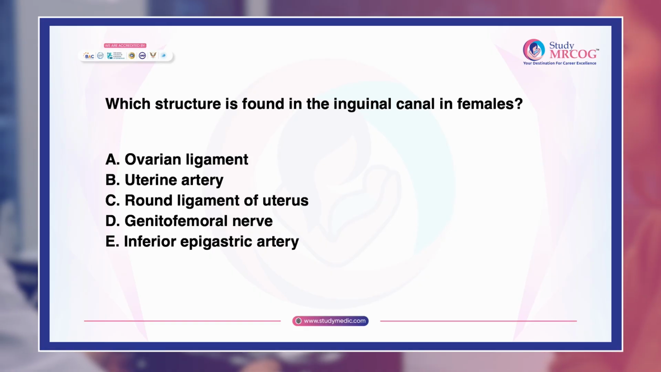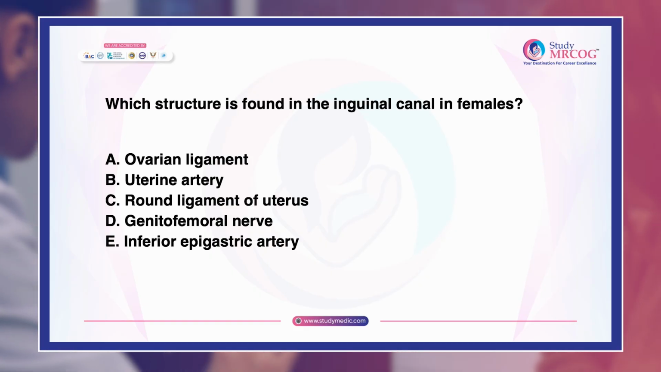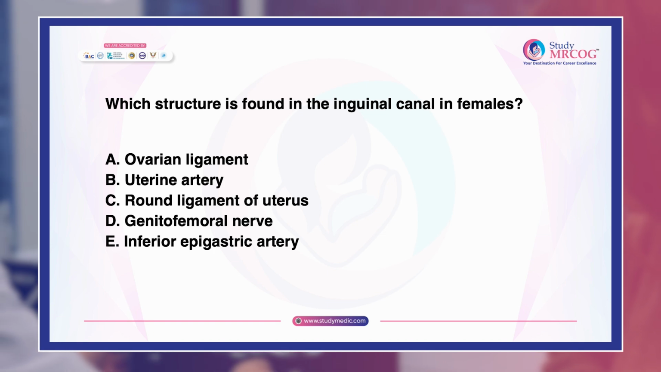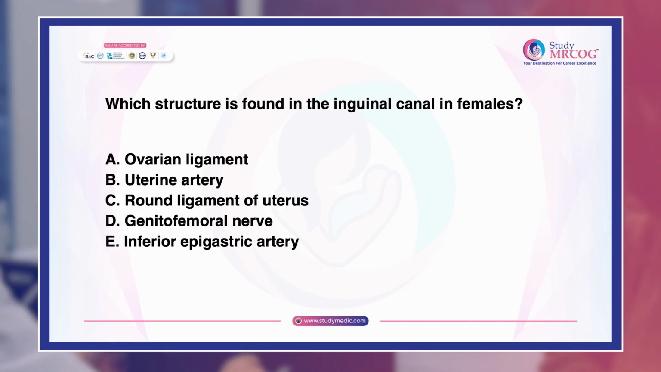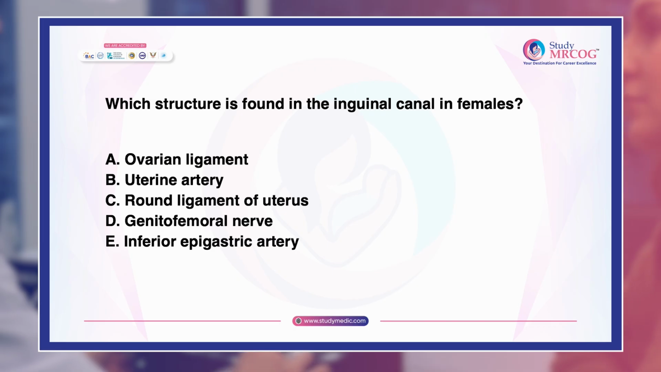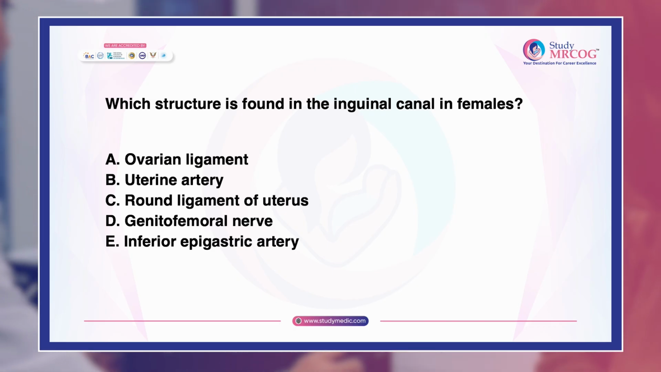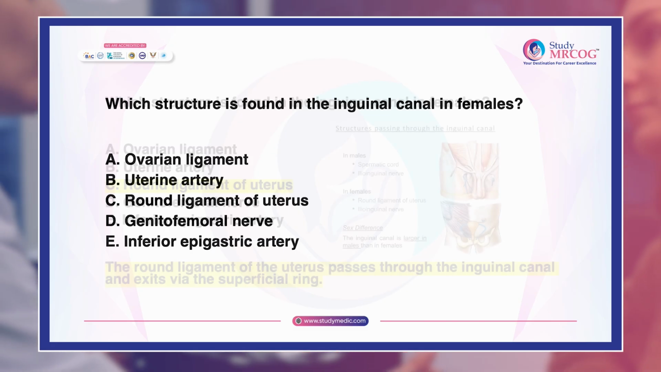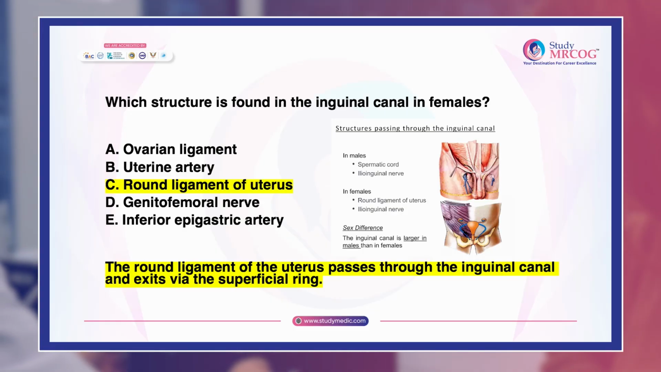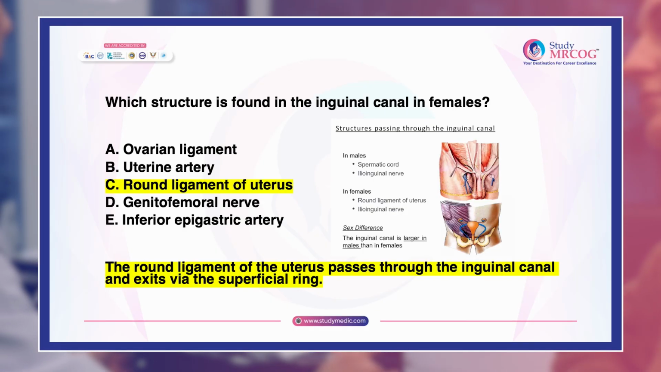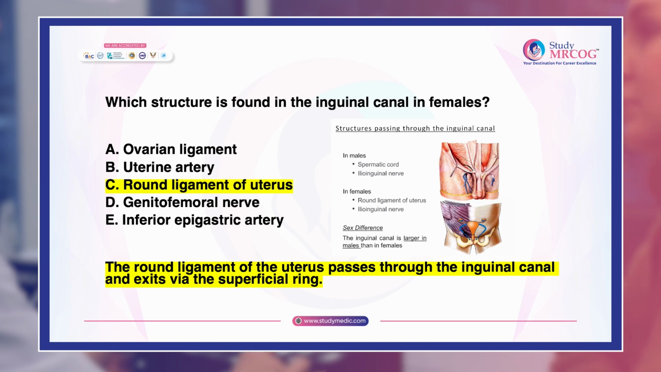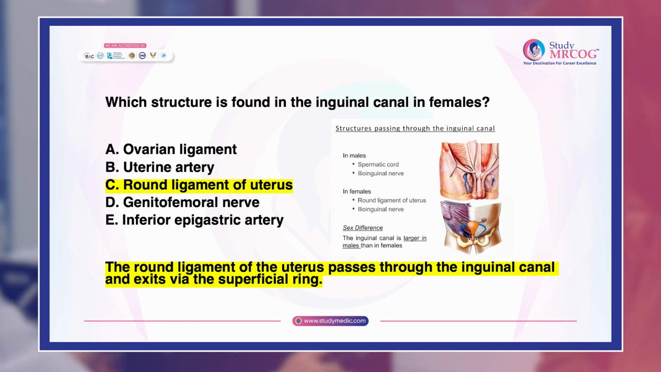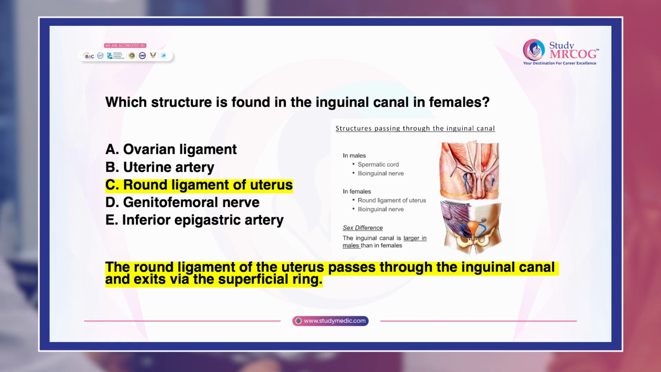So it was MALT, and the posterior wall was the 2 T's in the MALT mnemonic. Which structure is found in the inguinal canal in females? Is it the ovarian ligament, the uterine artery, round ligament of uterus, genitofemoral nerve, or the inferior epigastric artery? So again, knowing the contents of the inguinal canal is important both for males and females. And before we move on to the answering screen, I hope you have your answer in your mind. The answer is, of course, round ligament of the uterus. So the structures through the inguinal canal, this is a very, very important question. And the round ligament of the uterus passes through the inguinal canal, exits via the superficial inguinal ring, and then attaches into the labia majora.